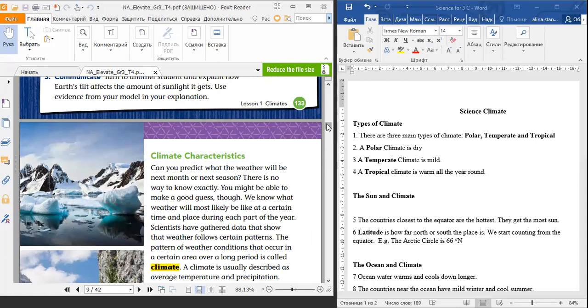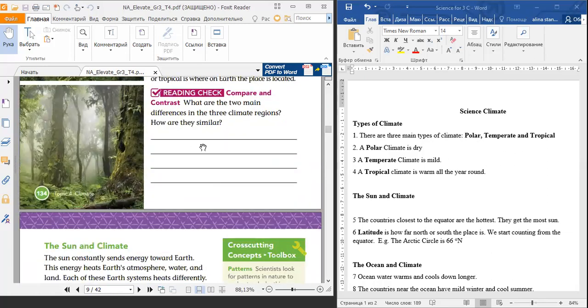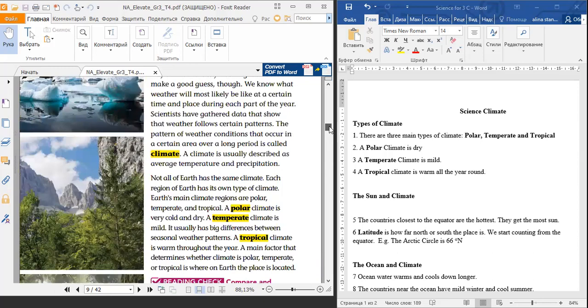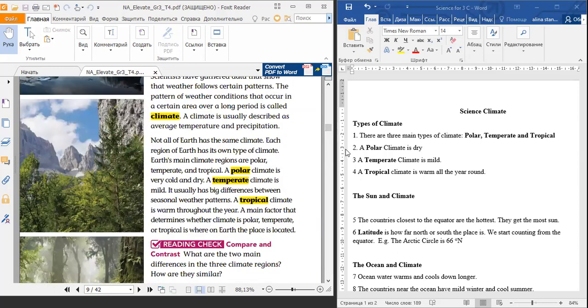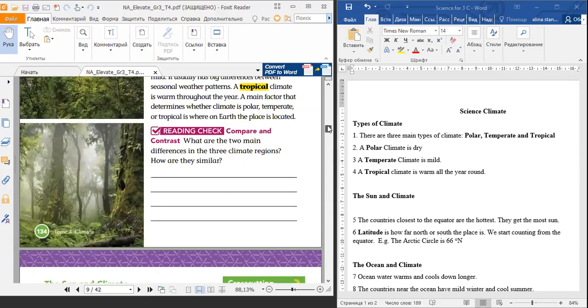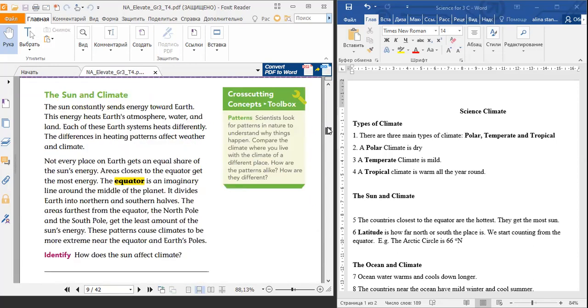We have 3 pictures and we need to know that there are 3 main types of climate. Polar climate, picture 1, temperate climate, picture 2, and tropical climate, picture 3. Please remember that a polar climate is dry and cold. A temperate climate is mild. A tropical climate, like in picture 3, is warm all the year round.